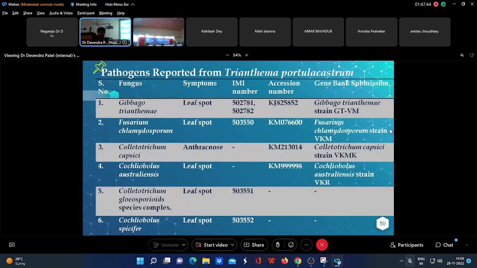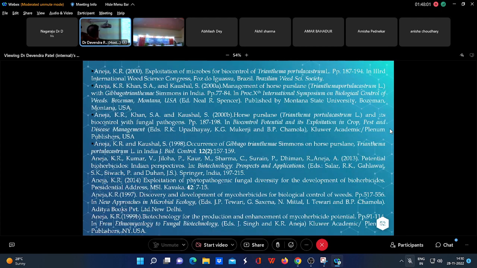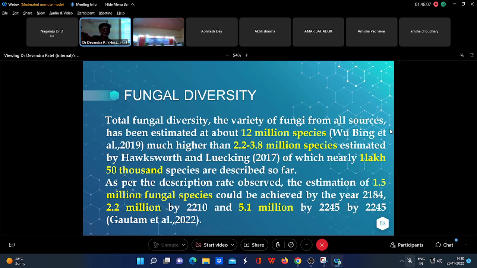These are the six fungal pathogens which have been reported on this very host from Kurukshetra itself. Next. These are the publications on this Trianthema gibago and other pathogens. Next. These are publications on this Trianthema. Next. Now, this is the last slide I was telling you about, as far as fungal diversity is concerned.